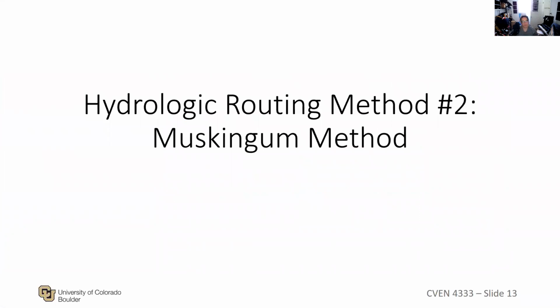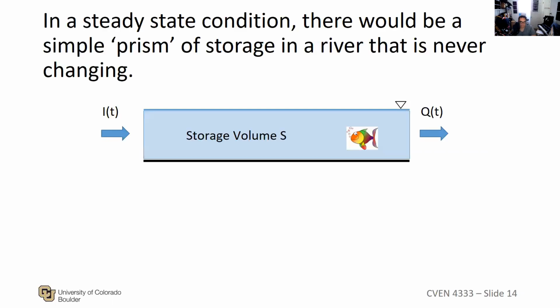Okay, so let's move on to hydrologic routing method number 2. This is going to be useful in situations where you don't have a lot of information. It is used for river routing and not so much for reservoir routing. But similar to a lot of these other engineering hydrology applications, it is a method that relies on few parameters, so it can be used in situations where you don't have a lot of data.